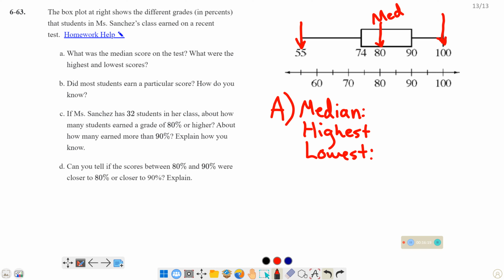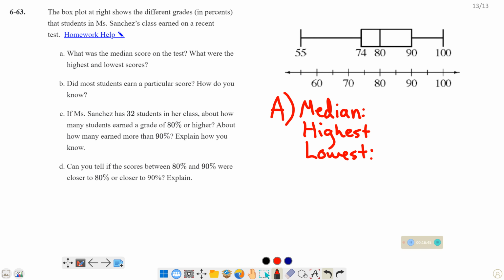Okay? Did most students earn a particular score? How do you know? Now, this is where understanding a box plot is crucial. You'll notice that this section is really spread out. You'll notice that this section and this section seem fairly similar.